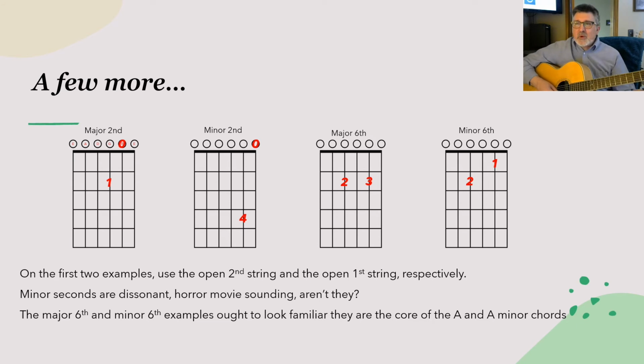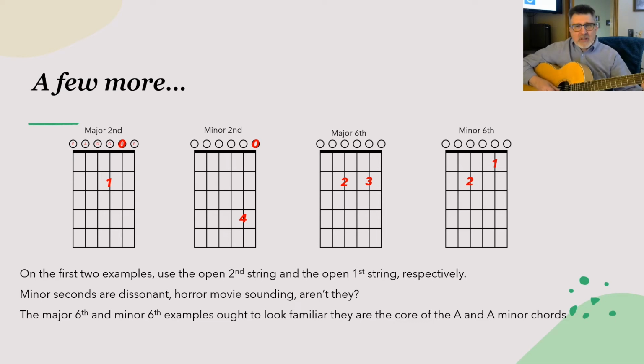The next one is a major sixth. This one will be second finger on the fourth string, second fret, third finger on the second string, second fret. That's a major sixth. Let's play it together. And then a minor sixth. I'm going to kind of stay in position so you can hear the difference between the major sixth and minor sixth within the same key.